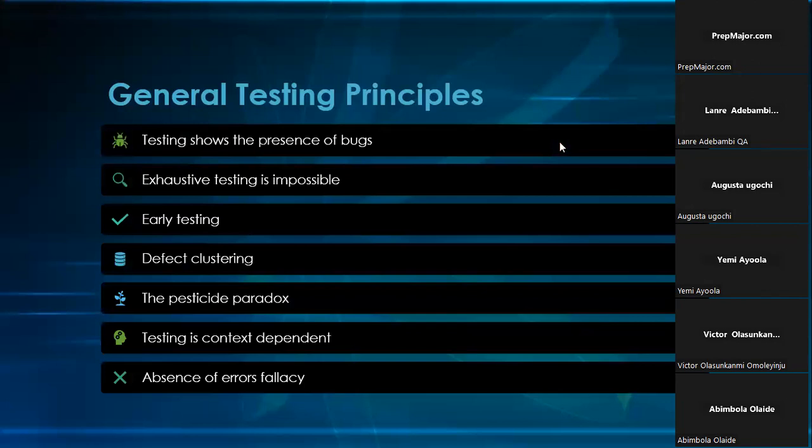Testing shows the presence of bugs. Can you agree with me? Yes, because we said if things are not working as expected, it shows the presence of a bug. Exhaustive testing is impossible. I've just talked about that when I said keeping software under control. So that's what exhaustive testing is.